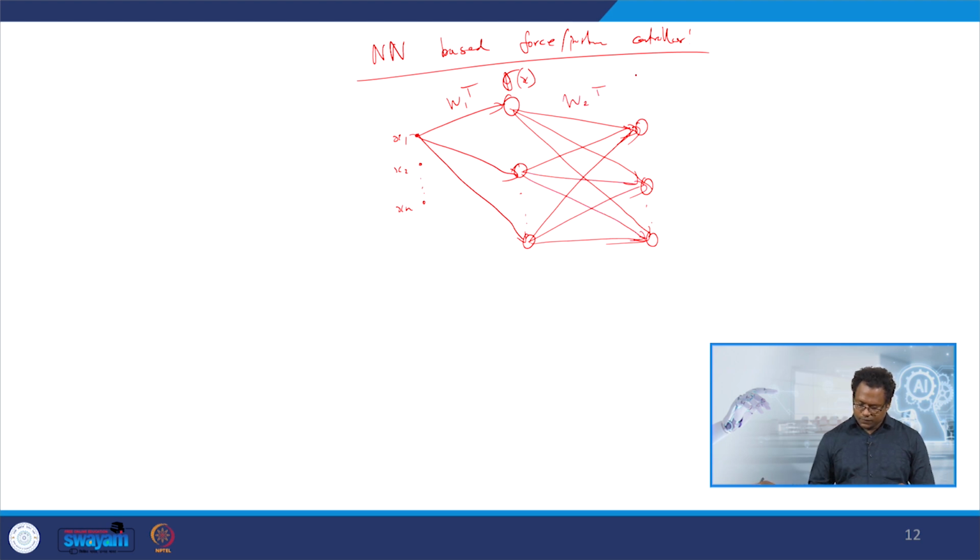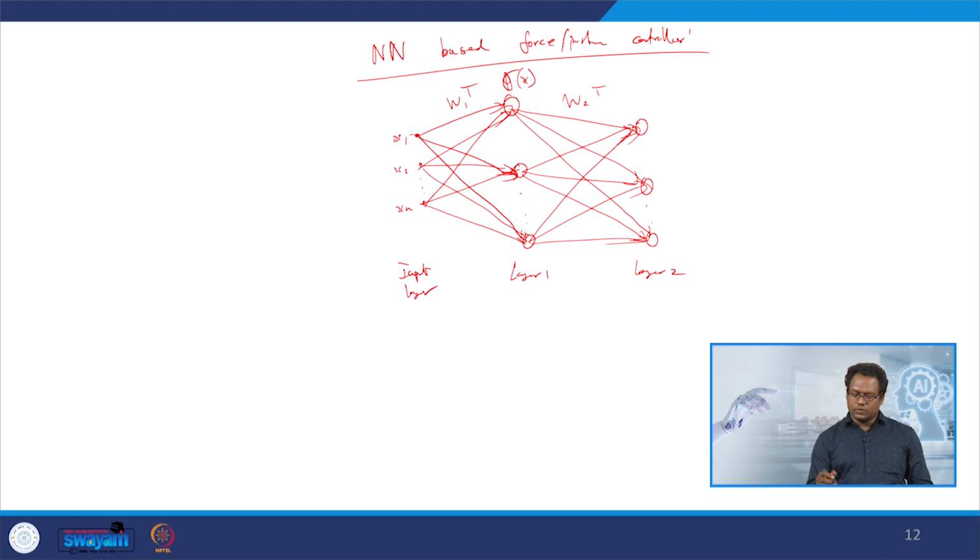W2 transpose, the weights connecting the input layer to the hidden layer. This is the input layer. Now, let us talk about what the network parameters are here.